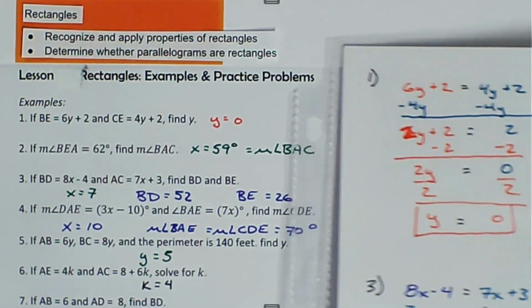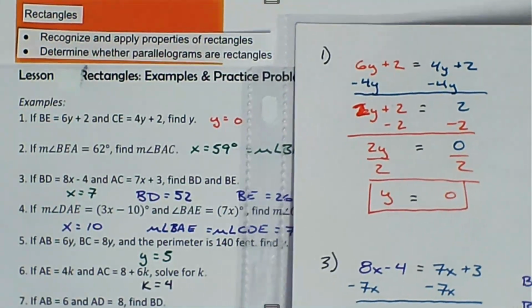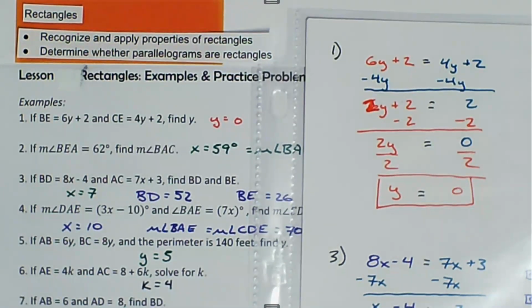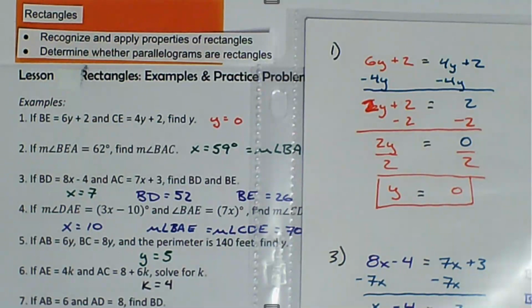So our work right here for number 1, 6y plus 2 is equal to 4y plus 2. We can subtract 4y from both sides, and we get 2y plus 2 is equal to 2. Then we subtract 2 from both sides, and we get 0. And we divide both sides by 2, so we get y is equal to 0 for number 1.